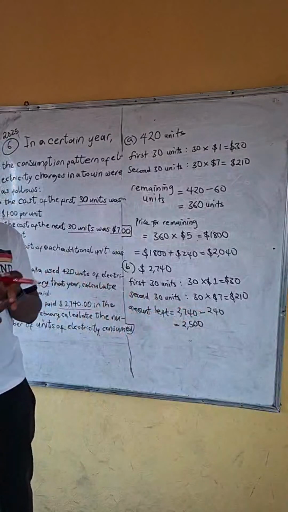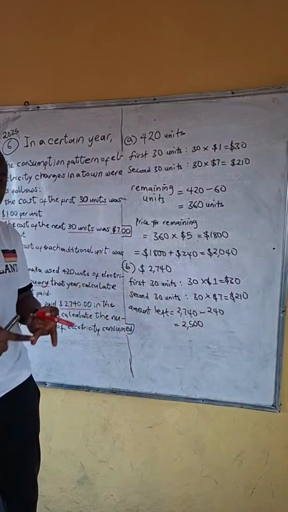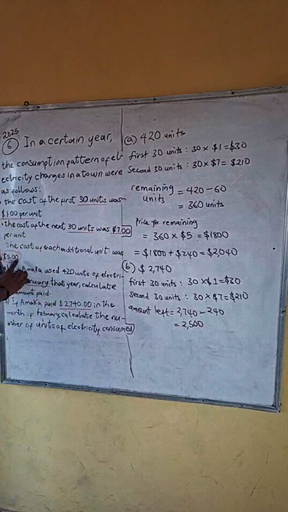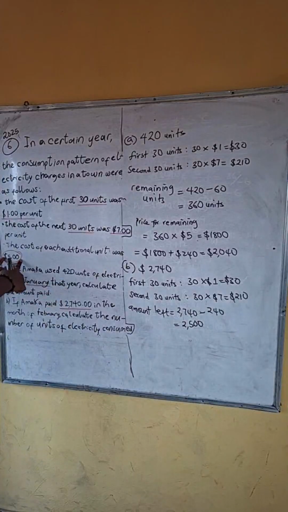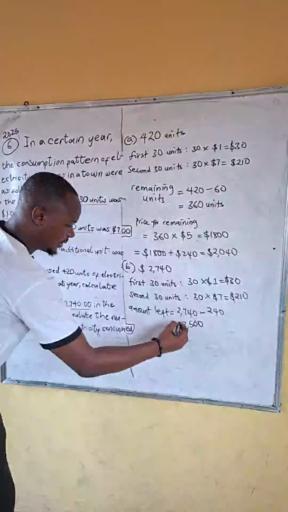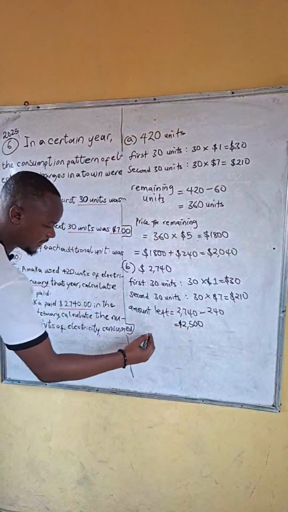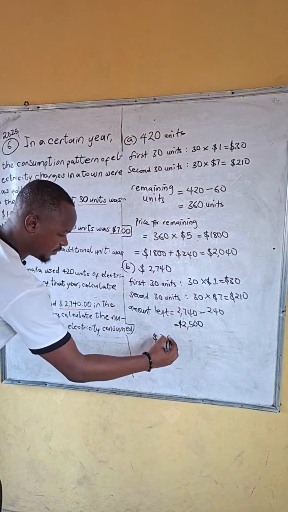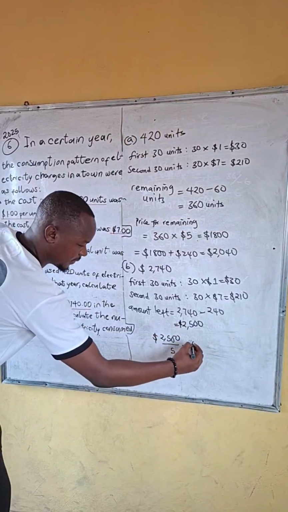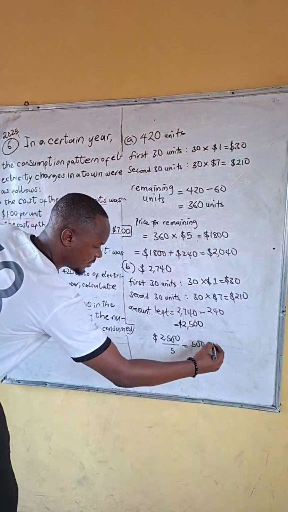The first one you priced at $1. The second one you priced at $7. The third set is at what? $5 each. So I'm going to divide this $2,500 by $5. So 2,500 divided by 5 will give you 500 units.